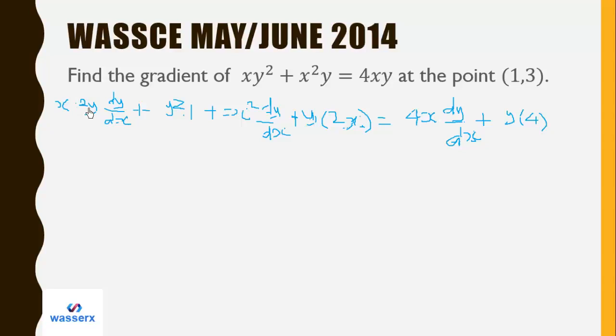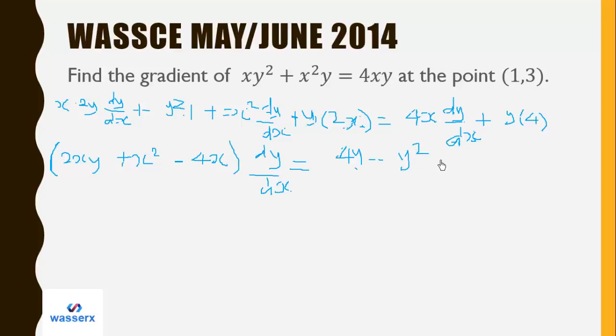So now we have 2xy here, then we have x squared here, then we have 4x here. So we group the terms with dy/dx on one side. We are going to get 2xy plus x squared minus 4x, then dy/dx is equal to, then we group all the other terms on the other side. So we have 4y, then minus 4y, minus y squared, then minus 2xy.